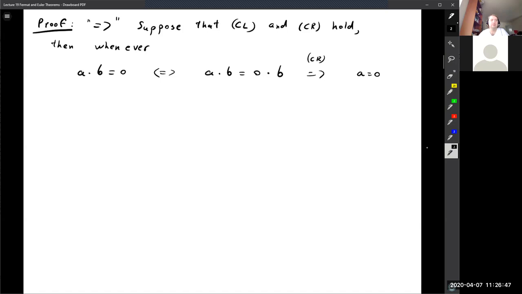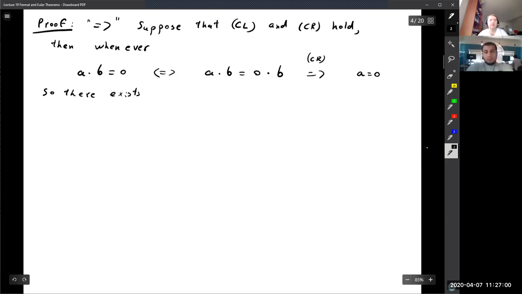Okay, so there exists no A, B in R which are not 0 such that AB equals 0. In other words, there are no zero divisors in R. Okay, so that was short. So let's look at the opposite implication.